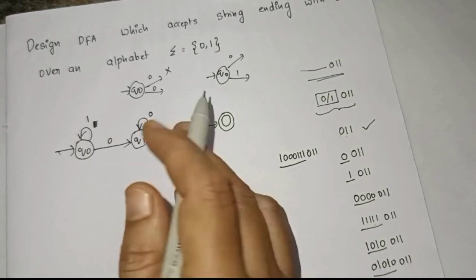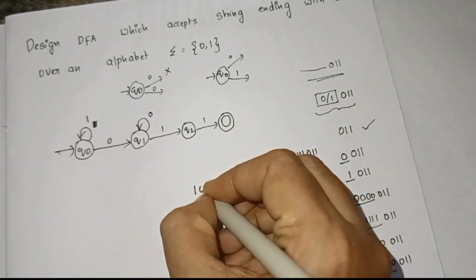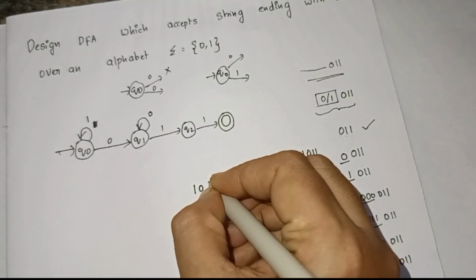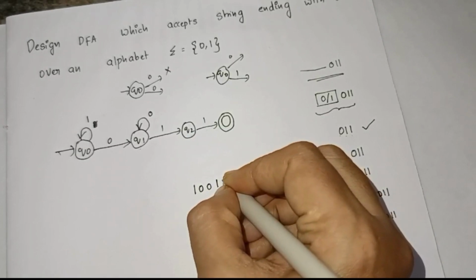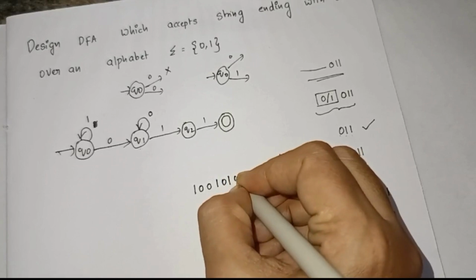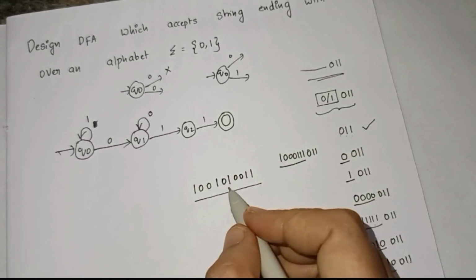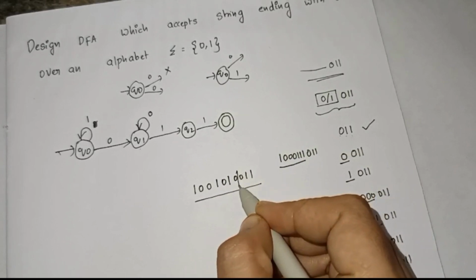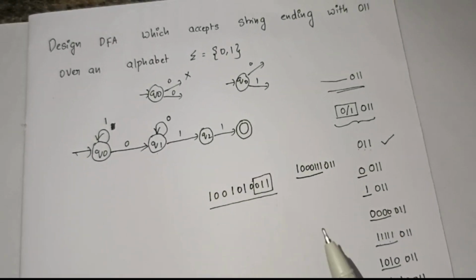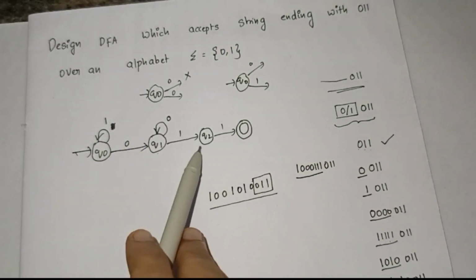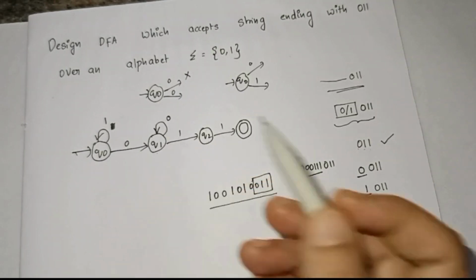I should check which is acceptable. So if I take an input string like 1, 0, 0, 1, 0, 0, 1, 1. If I take this string, it should be accepted because it is ending with 0, 1, 1. So this string should be accepted. So in order to accept this, we have to check which transition is better, whether Q2 to Q0 I should make or Q2 to Q1 I should make.